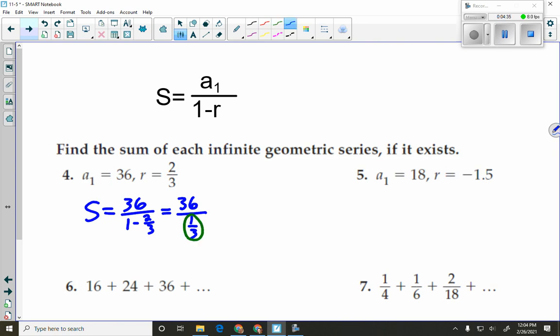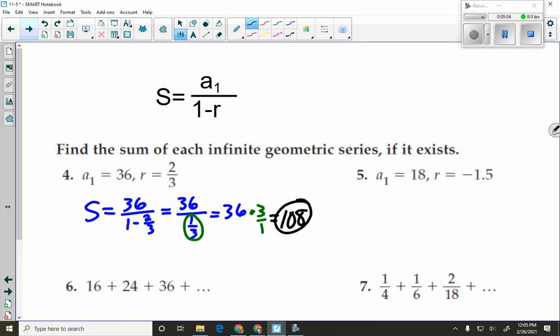This is the exact same thing as saying 36 times the reciprocal, which is 3 over 1. And do you notice over 1, it's really just a whole number. And so you can just grab your calculator, and you can go 36 times 3, and you get 108. And that is your infinite sum of that series. Okay? So then you'll move on.